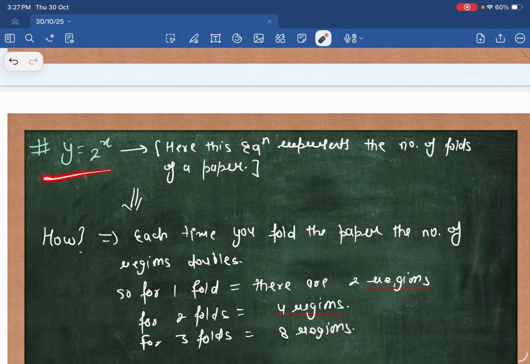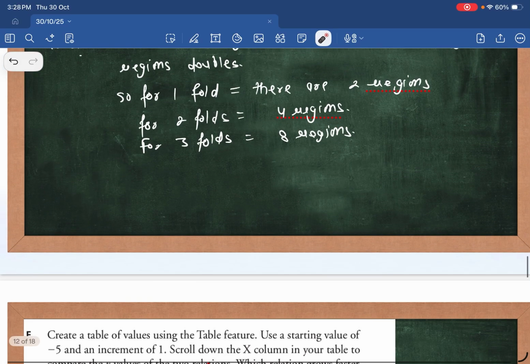Today we are learning the graph of y equals 2 to the power x. This equation represents the number of folds of a paper. Each time you fold the paper, the number of regions doubles. Now you have a paper, so if you fold this paper one time you get two regions, and if you fold it two times you get four regions.